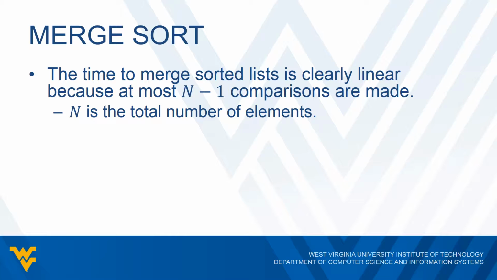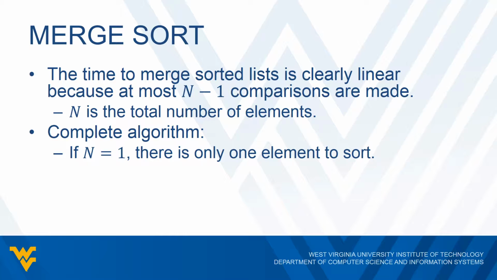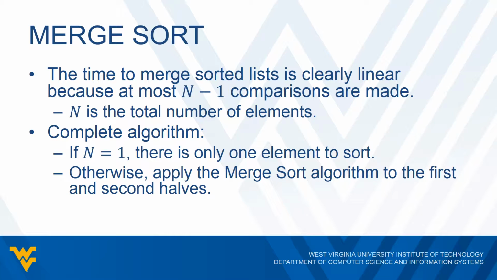So let's take a look at the complete algorithm, and it's actually pretty straightforward. So let's suppose that n is 1. Well, that means we only have one element to sort, so it's sorted by default. Now let's say the list does not have just one element, there's more than one thing. So what we would do is apply the merge sort algorithm to the first and second halves of the list. So we'll take the list or the array and we'll split it in half, and for both of these halves, we'll apply the merge sort algorithm.